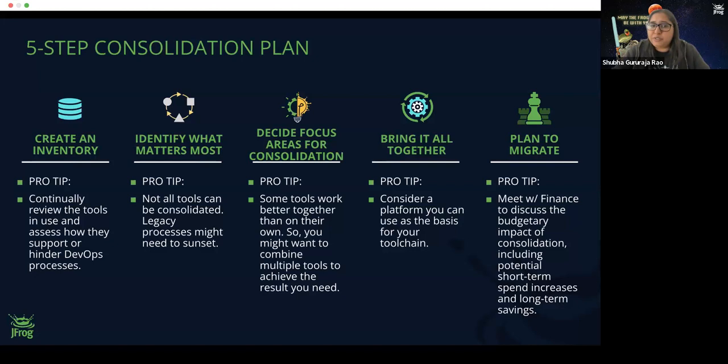Maybe security is not the first step you want to take. Maybe monitoring tools is your first look, right? Bring it all together. Have a team which looks at things from a holistic perspective and sees how it matters or impacts your organization. And then plan on migrating these tools one after the other.